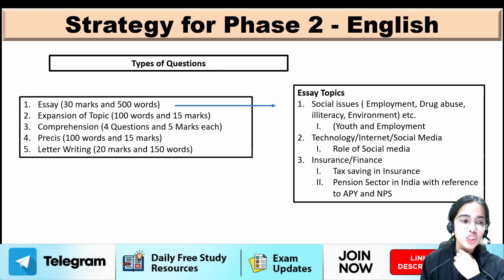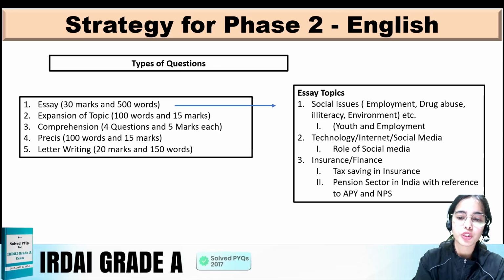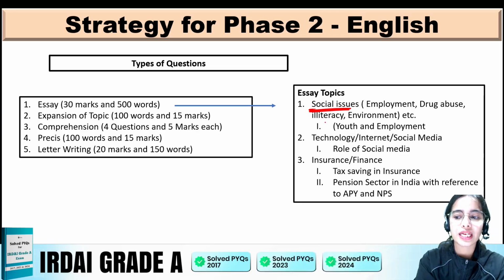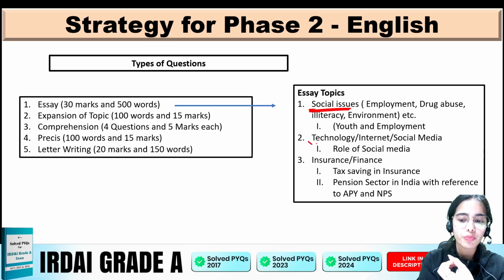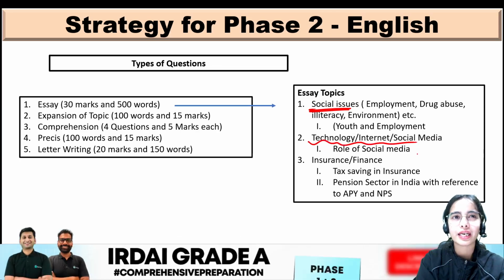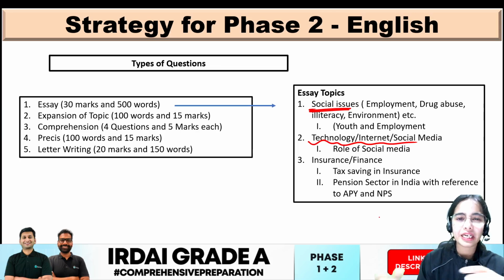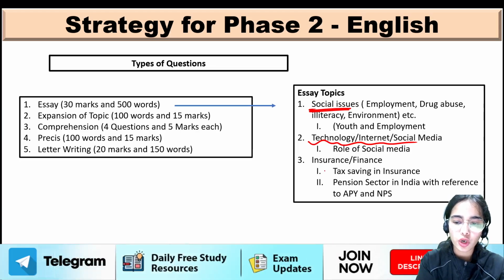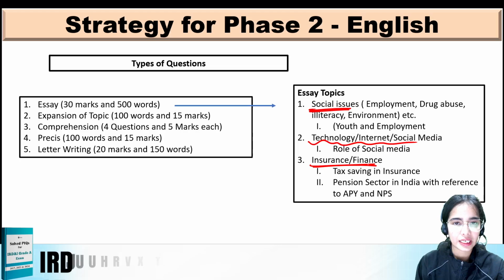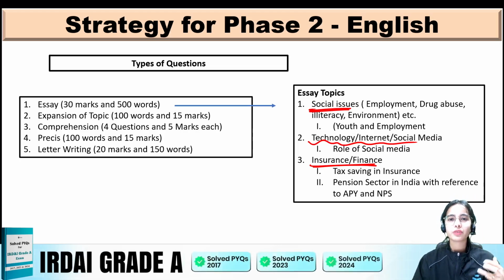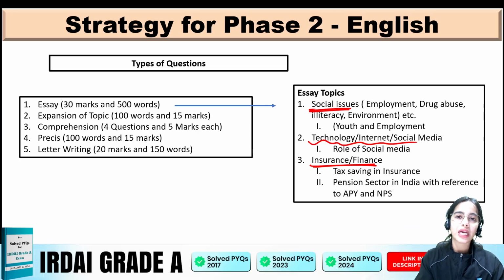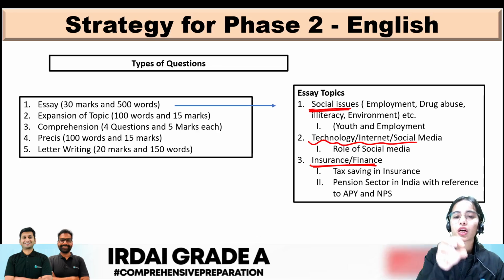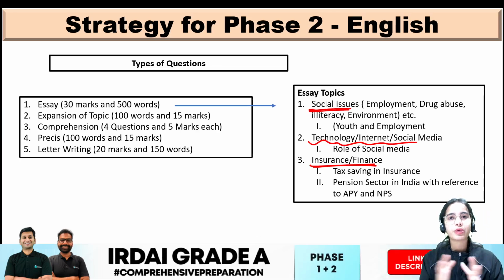Essays usually come from topics related to social issues like employment, drug abuse, illiteracy, and such, or topics based on technology, the internet, digital penetration, social media and such, or topics from insurance or finance. But the essay topics will be generic in nature. It will not be that you require a particular scheme or a particular report to write from. The questions will be generic.